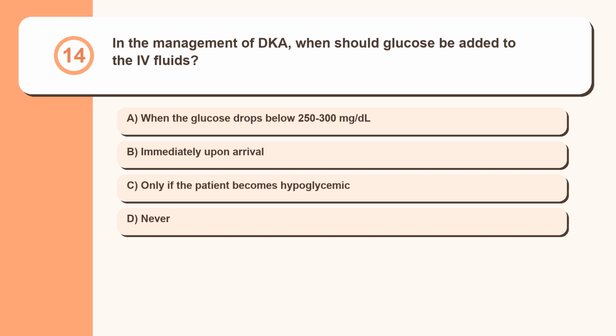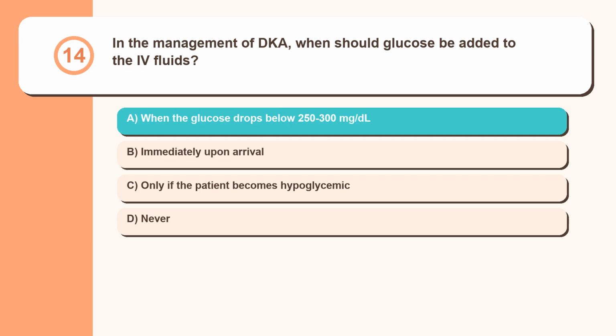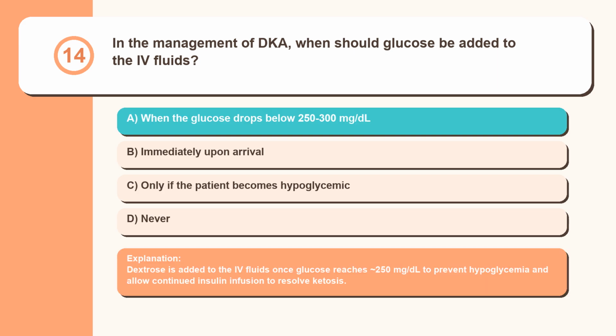Question 14. In the management of DKA, when should glucose be added to the IV fluids? When the glucose drops below 250 to 300 mg/dL, immediately upon arrival, only if the patient becomes hypoglycemic, never. Dextrose is added to the IV fluids once glucose reaches 250 mg/dL to prevent hypoglycemia and allow continued insulin infusion to resolve ketosis.